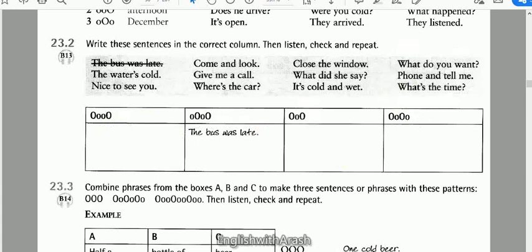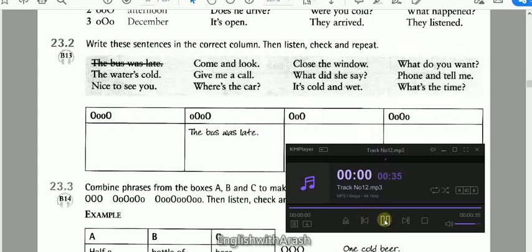Now, if you want to listen, you can listen to it. B13. Let me play it once for you so it sticks in your mind better.